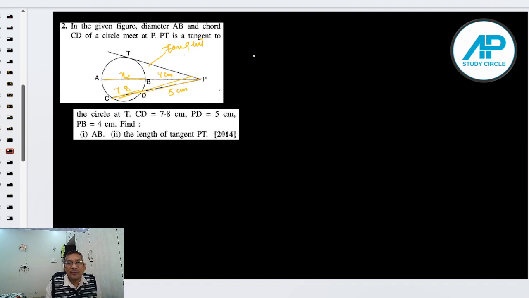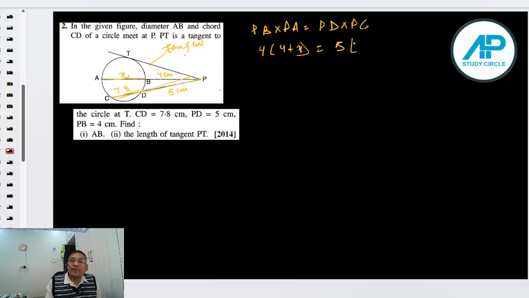First of all, I need to find the value of AB here. So the property applied: PB into PA equals PD into PC. PB is 4 into 4 plus x, equals 5 into 12.8. So 16 plus 4x equals 5 times 12.8, multiply it, 64.0.